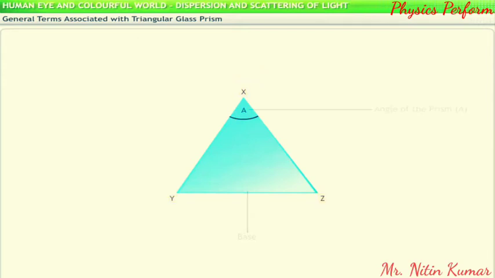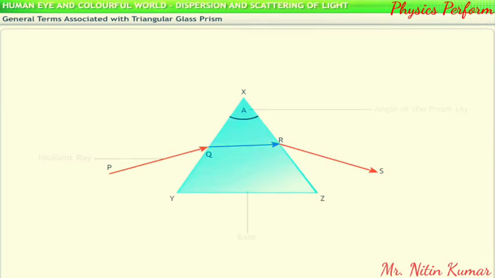Consider XYZ, the cross-section of a triangular glass prism. When a light ray PQ is incident on the face XY of the prism, it refracts at the two refracting surfaces of this prism and follows the path PQRS as shown. Now, a quick recap of the terms associated with refraction. The ray of light that is incident on a surface is called an incident ray. Therefore, PQ is the incident ray. Q is the point of incidence.